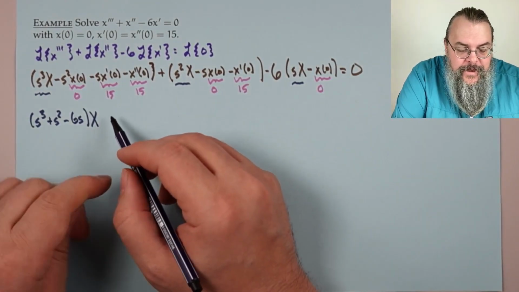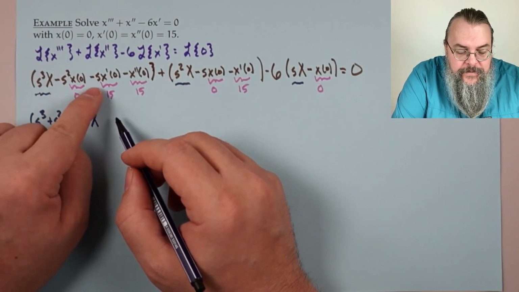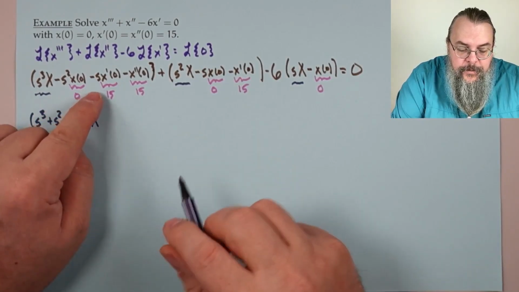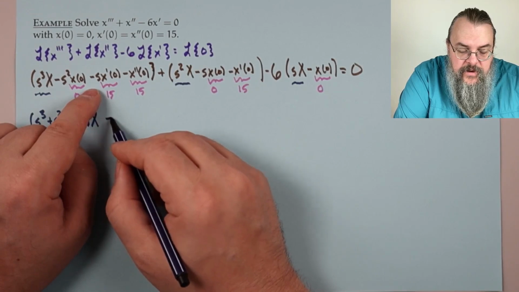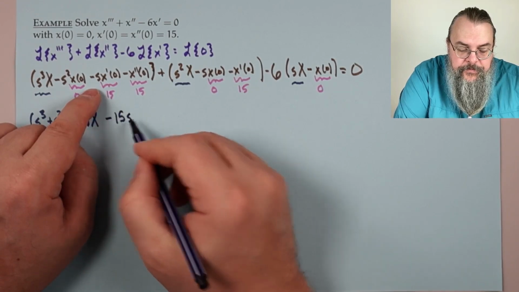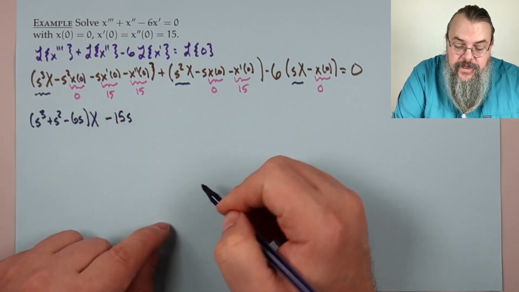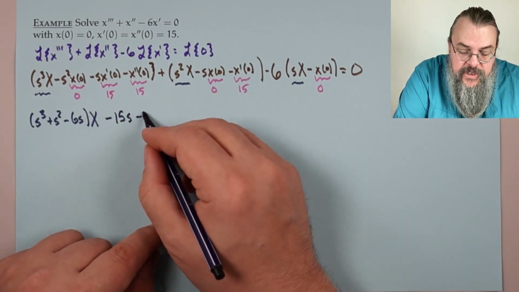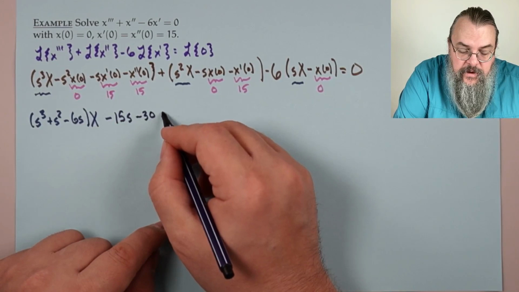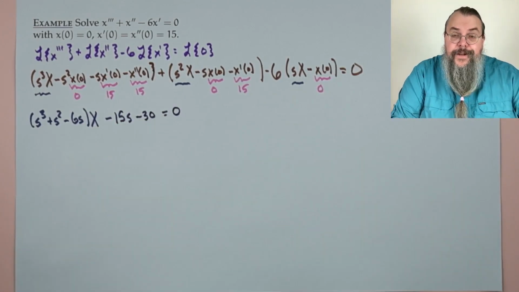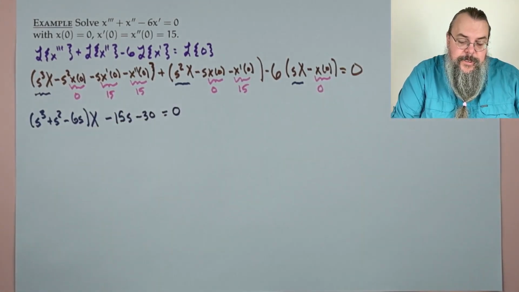All right, now what hasn't gone away? Well, we have here a minus 15s. Okay, so we're going to need that. Here we have a minus 15 and another minus 15, which makes minus 30. And, well, that's all. All right, great. So let's clean it up.